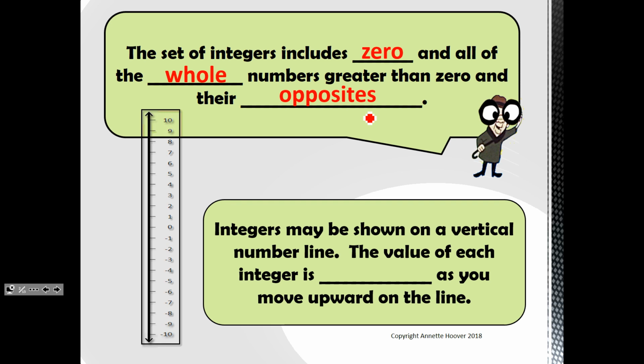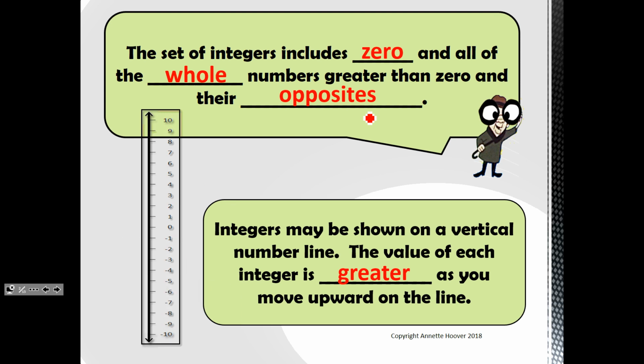This is a vertical number line like you might see on a grid where we have the x-axis and the y-axis. The y-axis is just an integer number line. Notice that as you go up, the numbers get larger, and as you go down, the numbers get smaller. So the value of each integer is greater as you move upward on the line.